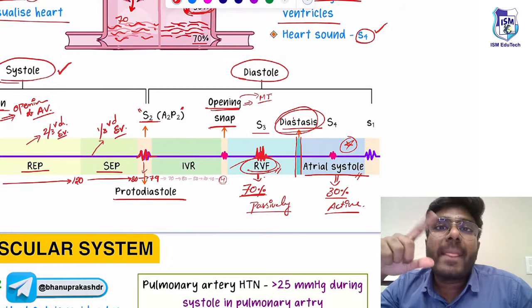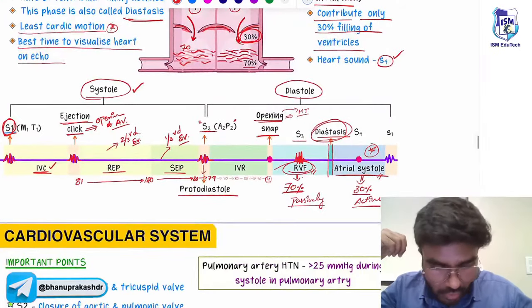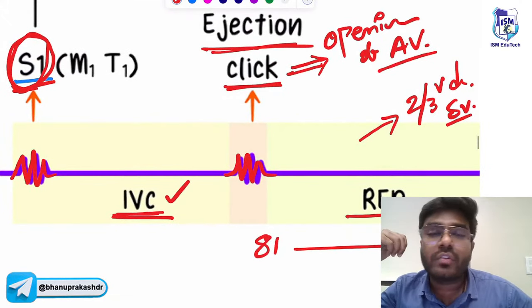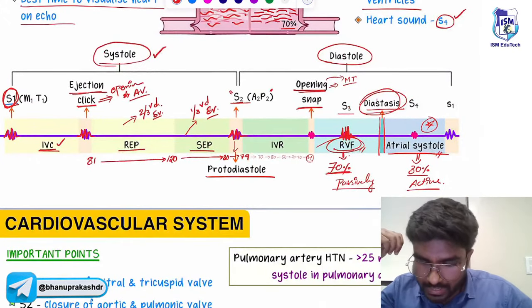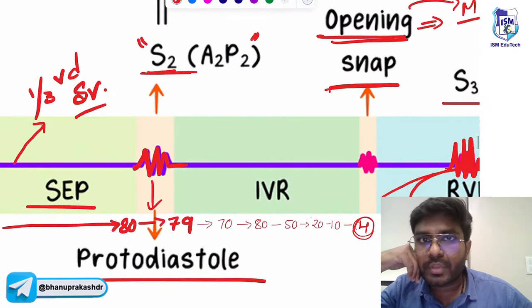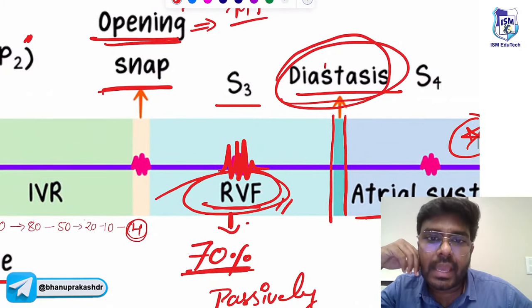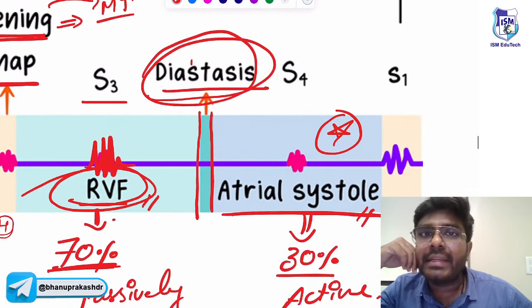S1 heart sound, tell me. S1 heart sound is heard during isovolumetric contraction, in the beginning of isovolumetric contraction. S2 heart sound is heard during protodiastole. S3 heart sound is heard during rapid ventricular filling. S4 heart sound is heard during atrial systole.